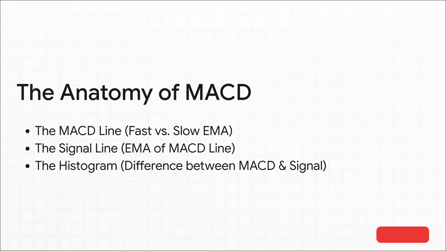MACD is actually pretty straightforward. You can break it down into three parts. First, you've got the MACD line itself, which basically measures the space between a fast-reacting price average and a slower one. Then there's the signal line, which is just a smoothed-out version of that MACD line. And finally, the histogram, which gives us a visual of the distance between those two lines. That's it. It's all about tracking the relationship between fast and slow.